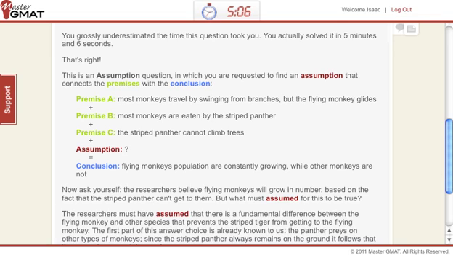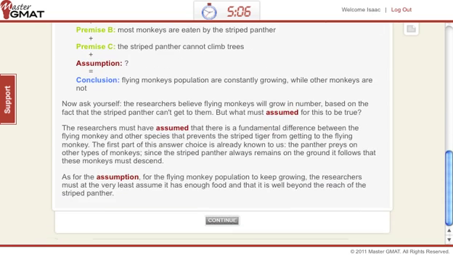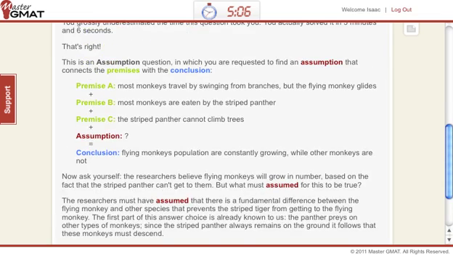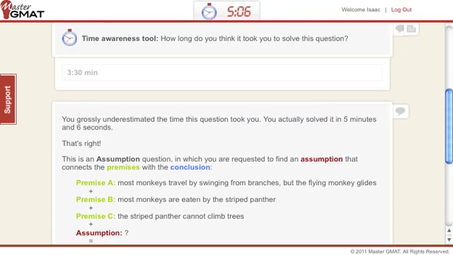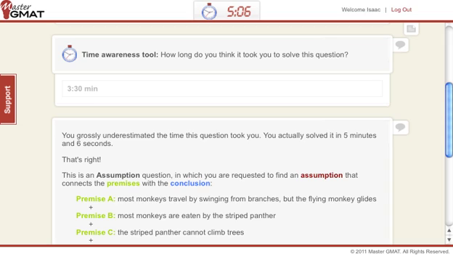And we get a beautiful answer which breaks down the question quite nicely, makes everything very clear, and also explains why this answer choice is correct. And that's it. That's how we attack harder assumption questions. We'll probably see more of those in the near future.